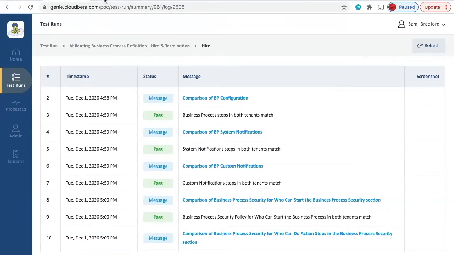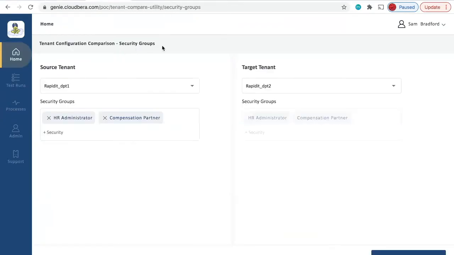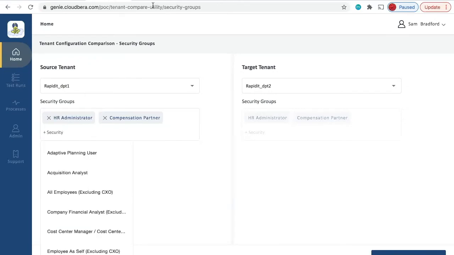The Tenant Compare feature is also extended to security groups in order to ensure that there are no discrepancies in permissions to the domains between two tenants. Precise access being granted as designated by your organization will avoid hindering your organization's goals with respect to segregation of duties and compliance. Just as the business process comparison, the security comparison requires you to provide details about the source and target tenant and the security groups that are to be compared.